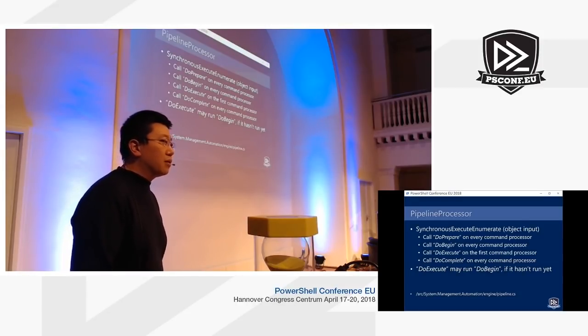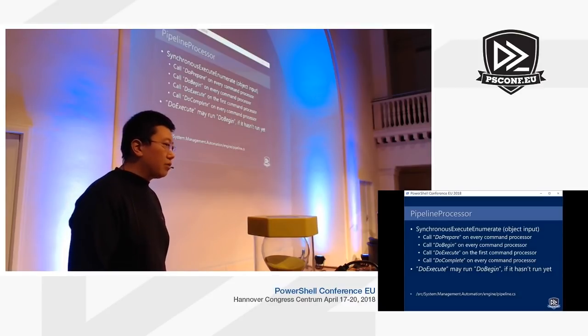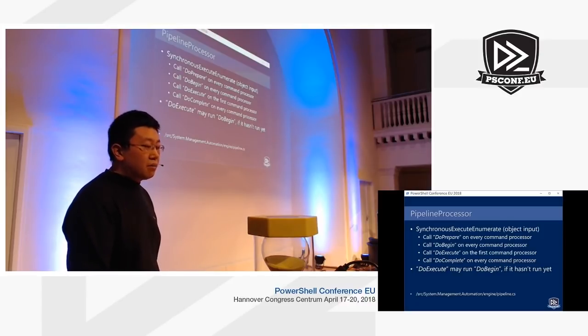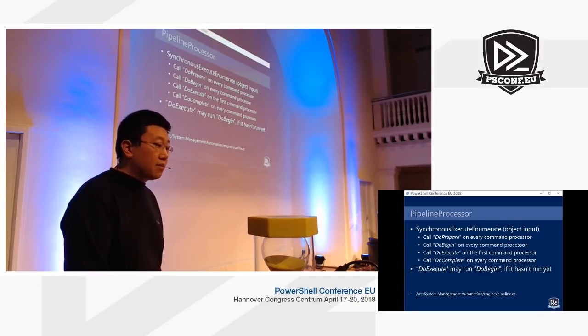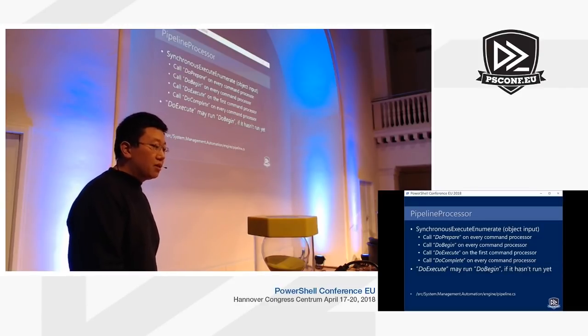For example, in the native command processor case, it will also start the executable process, redirect input, output, error streams as needed. Then it calls doBegin on every command processor to allow them to initialize. Next, you're going to call the doExecute on the first command processor, and if that method produces any output, great. That will drive the doExecute method from the downstream commands to run.